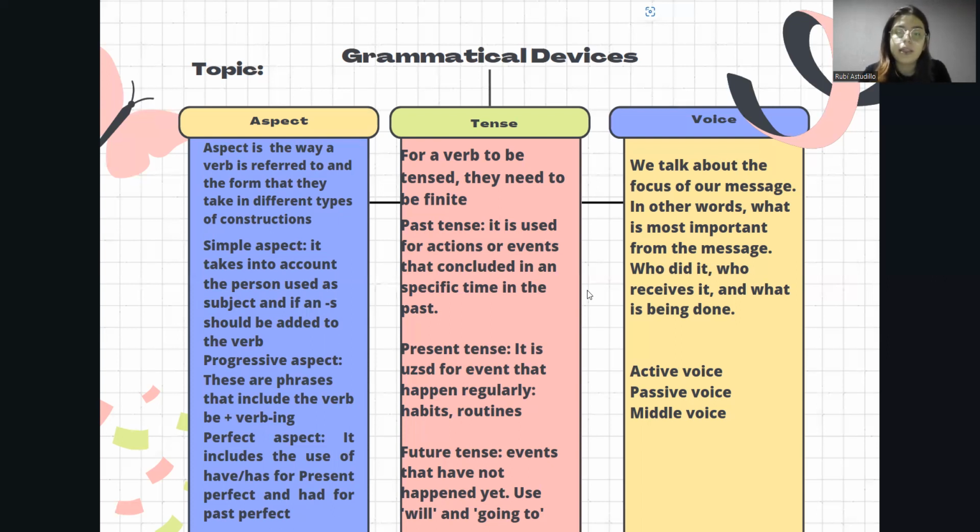In tense, the main thing is that for a verb to be tense, it needs to be fitted. We have three items in this group, which are past tense, present tense, and future tense. To start with, past tense. It is used for actions or events that concluded at a specific time in the past. For example, I went to the park. I didn't do that today.